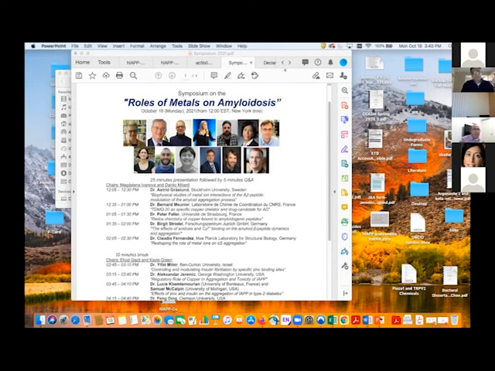Okay, another question by Victor Ching. Do other metal ions such as zinc have similar effects?